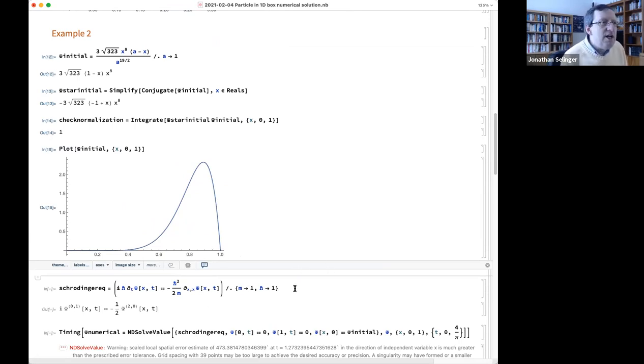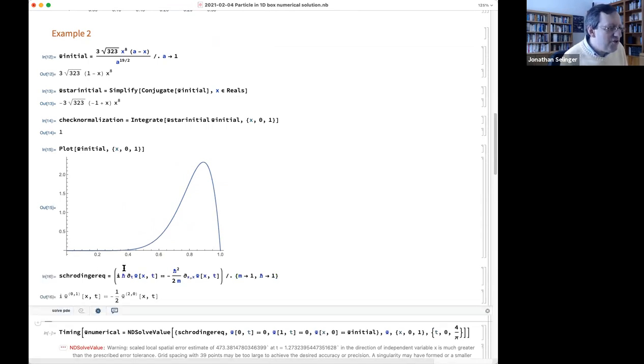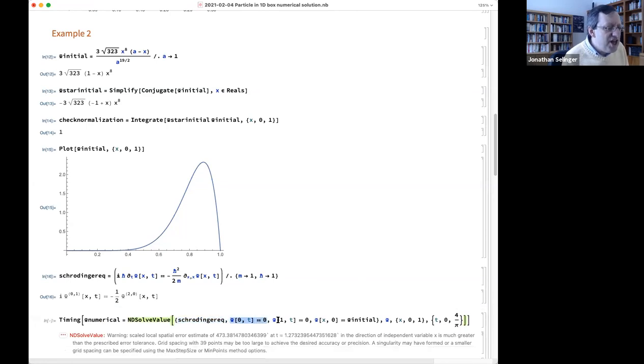And now here is Schrodinger's equation that we want to solve numerically. So I'm solving the same differential equation with the same 2 boundary conditions, but a different initial condition. And I'm going to solve it for x goes from 0 to 1, and now actually for time goes from 0 to 4 over pi, which is the periodicity.